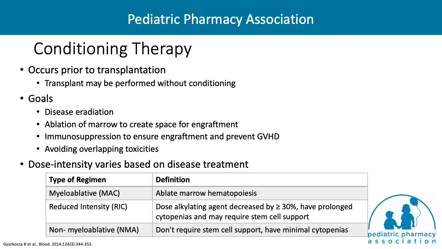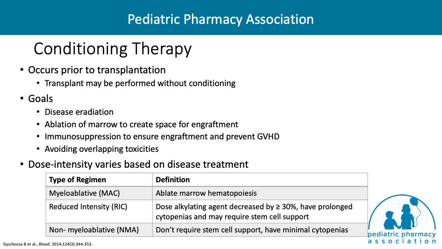The dose intensity of conditioning regimens can vary, and they are influenced by the indication and patient-related factors such as age and comorbid conditions. So there's myeloablative conditioning, abbreviated as MAC, and this ablates marrow hematopoiesis and doesn't allow autologous hematologic recovery. There's reduced intensity conditioning, or RIC regimens, and they don't meet the definition for MAC or non-myeloablative conditioning regimens, and these regimens can really vary, and they represent a continuum of intensity.